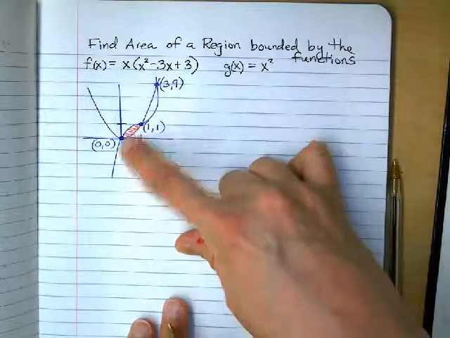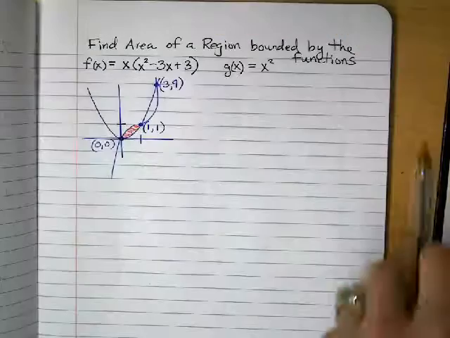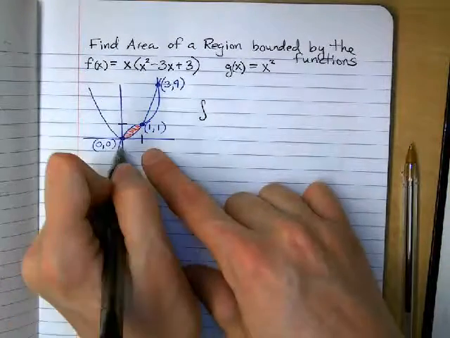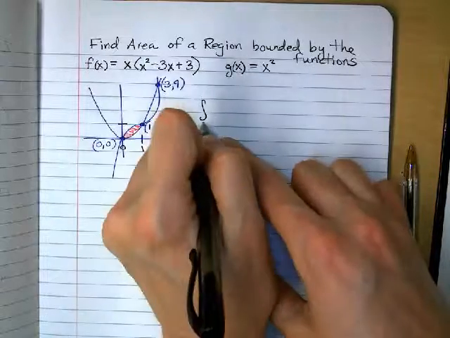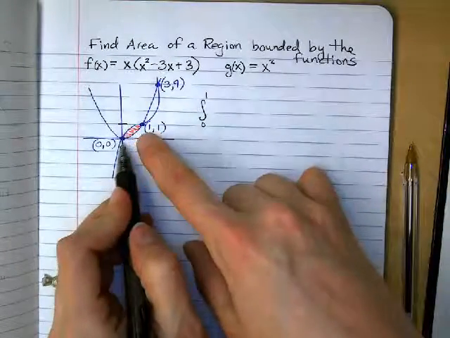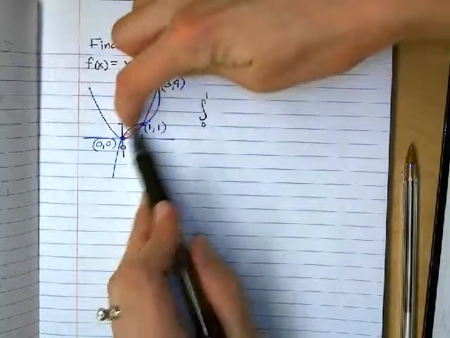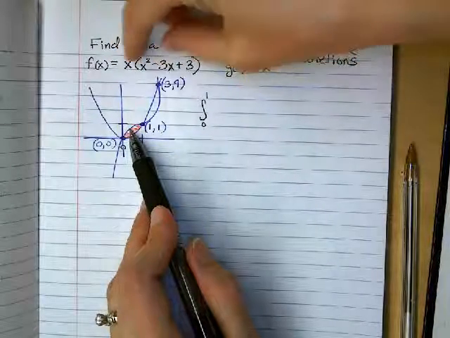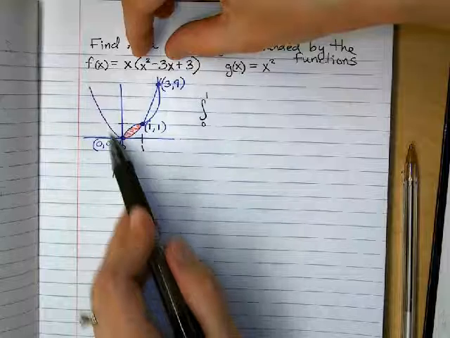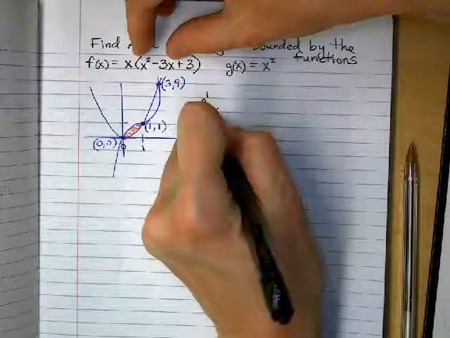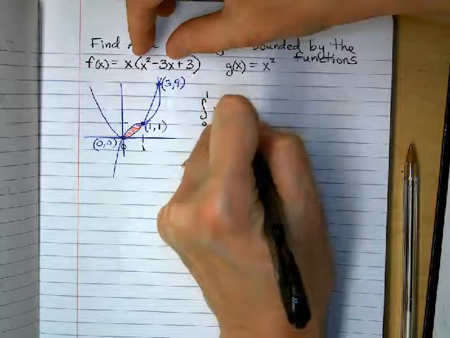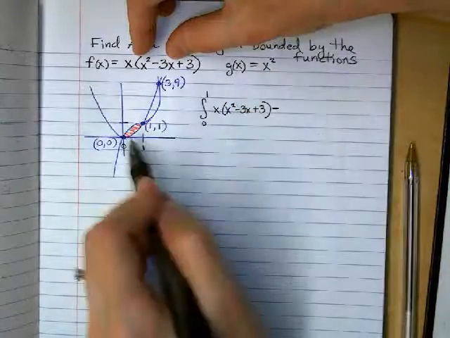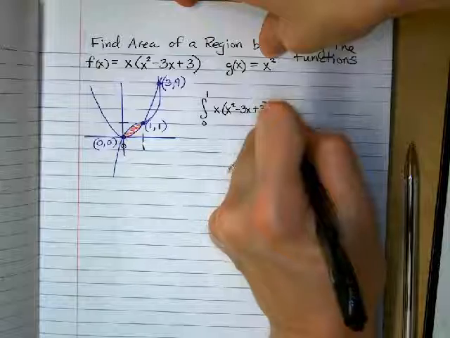So I have to make an integral. Integrate from 0 to 1, right? To do this first part. Which curve's on top? This big one. And so it's going to be x, parentheses, x squared minus 3x plus 3, minus the other parabola, minus x squared. That's the first piece.